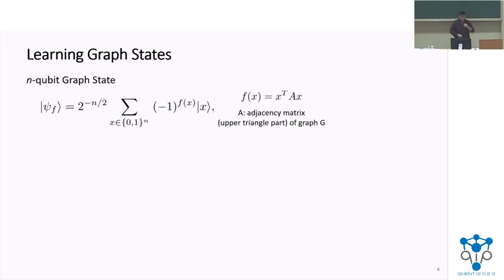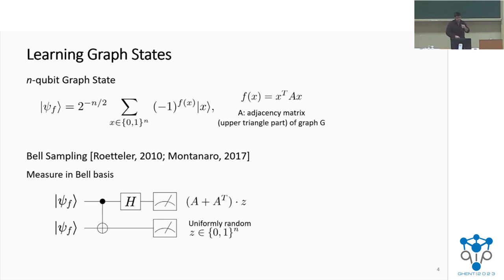And how do you learn these graph states? I'll write this n-qubit graph state a bit more generally, where now I have the phase with the power of f of x, where f is some Boolean function. In this case, it's quadratic, so I'll denote it as x transpose A x, where A is the adjacency matrix of the graph that we had earlier. Now we know how to learn these graph states efficiently. This was introduced by Montanaro in 2017, building on Rötteler in 2010, by a procedure they call Bell sampling.